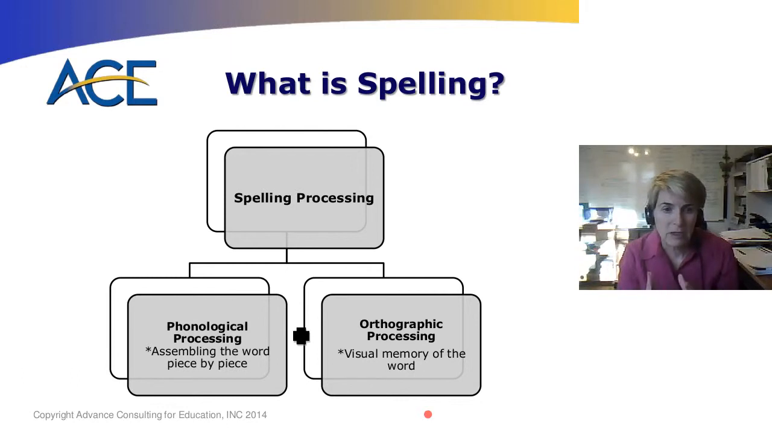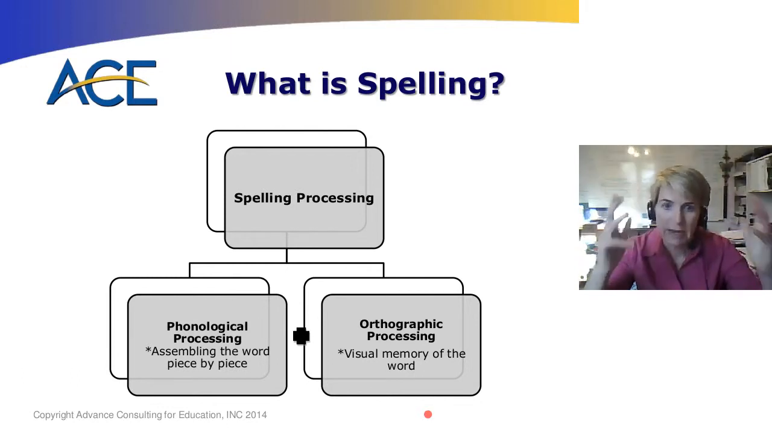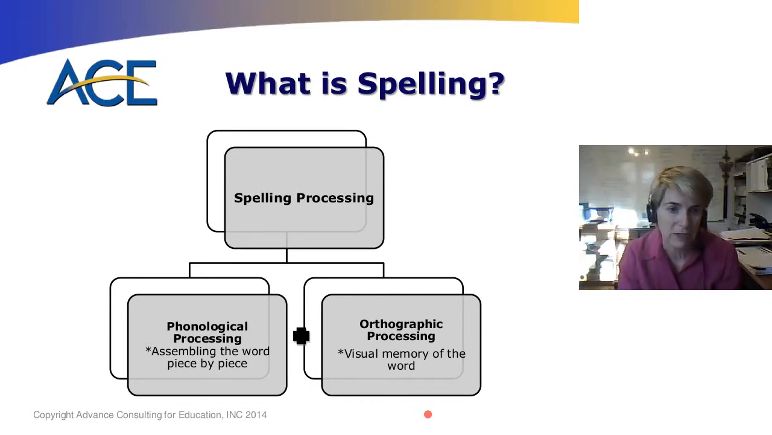So when we're looking at spelling, there's a process that goes on in our heads. And there are two processes that researchers have identified when it comes to English spelling. And this is phonological processing. And phonological processing is in our brains, we basically put the word together piece by piece in sound units. So here's the first sound of the word, here's the second sound, here's the third sound. I'm going to put them all together, and I have my word.